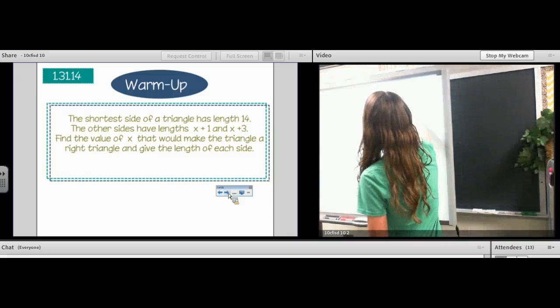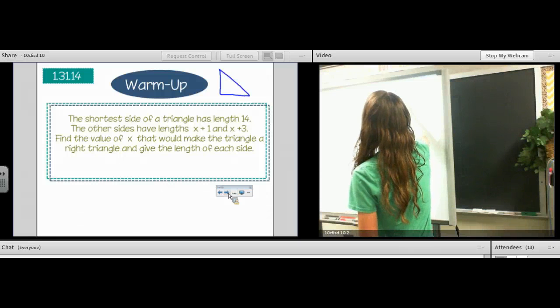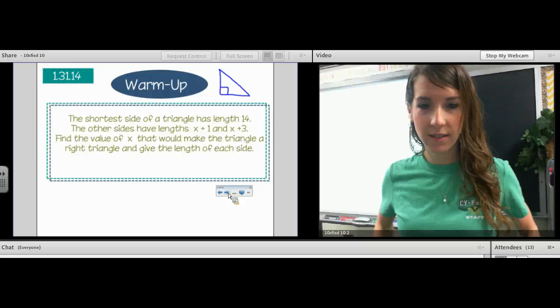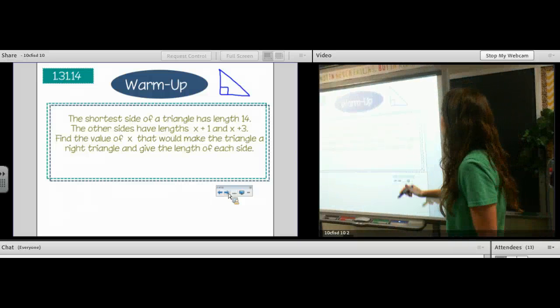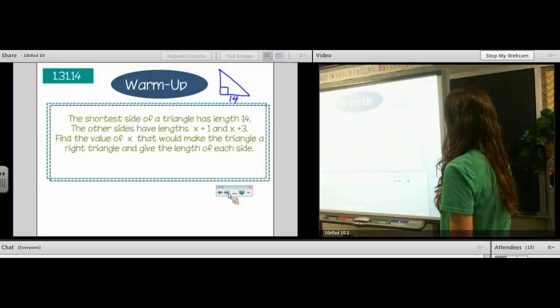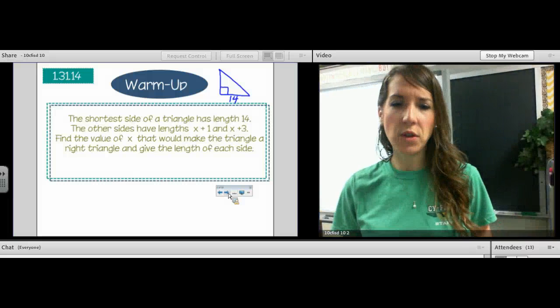So let's draw a triangle. We want it to be a right triangle, so I'm going to go ahead and draw a right triangle, although it's not right yet. The shortest side has a length of 14. The other sides have length x plus 1 and x plus 3. Which one do I put where?